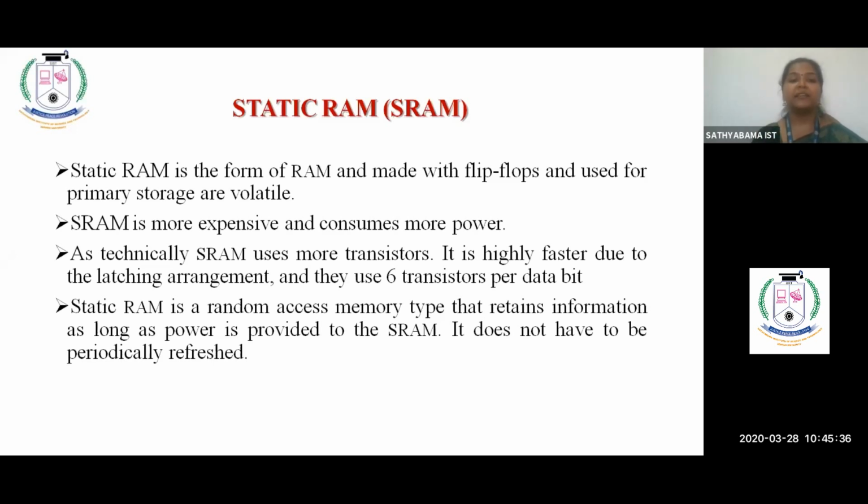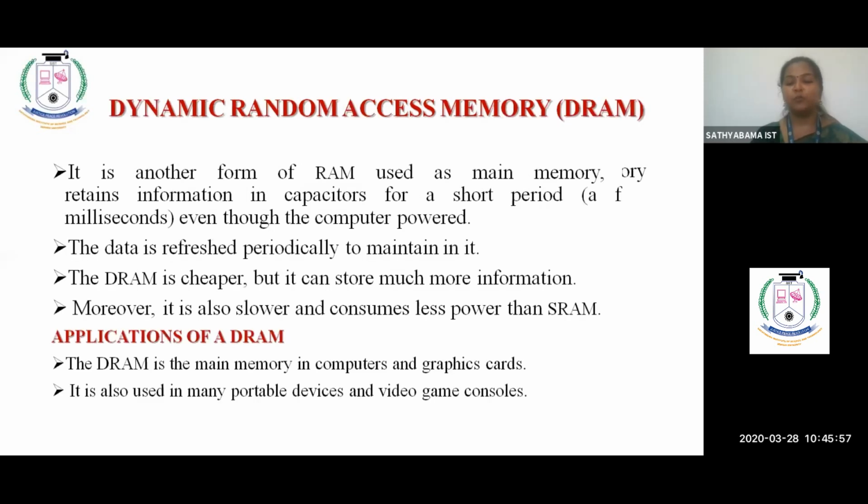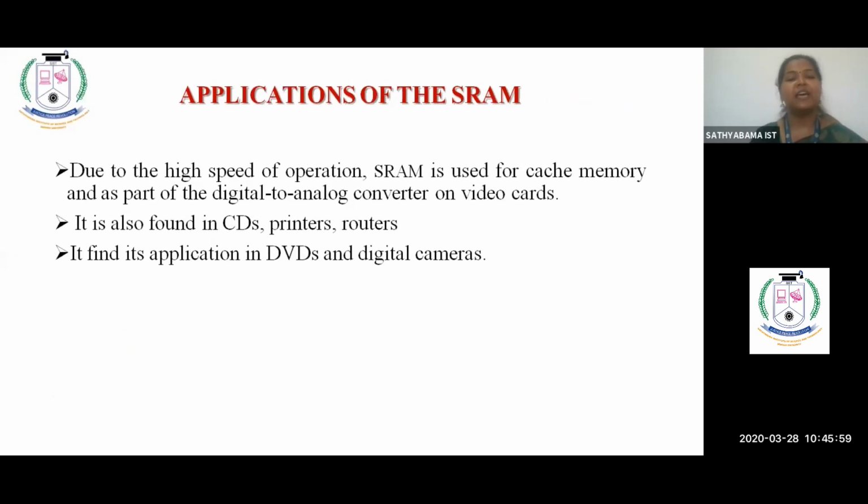So this static RAM stores the data completely. Static RAM is a random access memory type that retains the information as long as power is provided to the SRAM. Hence it is called a volatile memory. It does not have to be periodically refreshed. Before getting into the second classification, DRAM, let's look at certain applications of SRAM. SRAM is also used as a part of a digital to analog converter. It is used in CD players, DVD players, digital cameras, routers, printers, and so on.